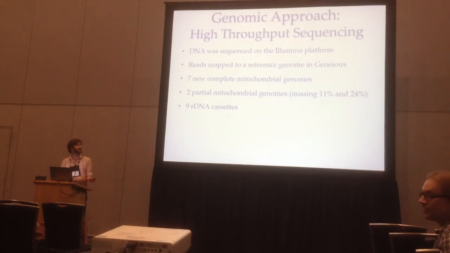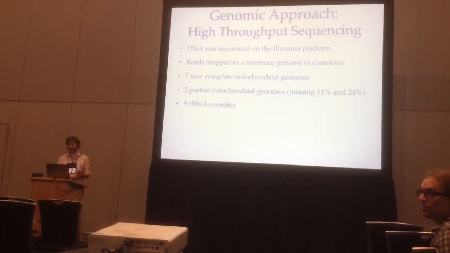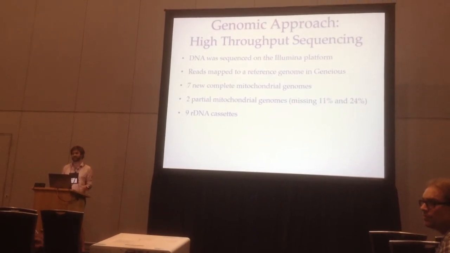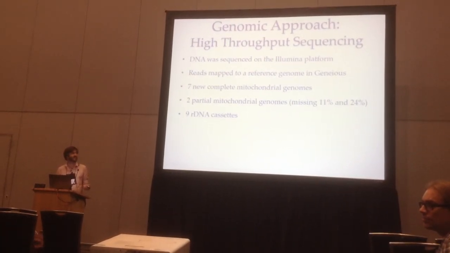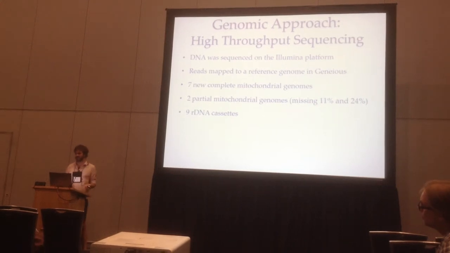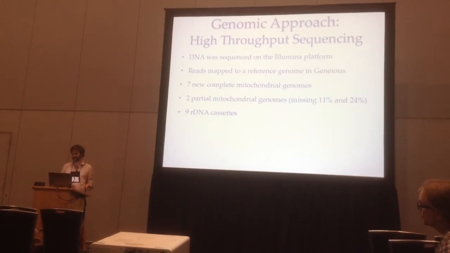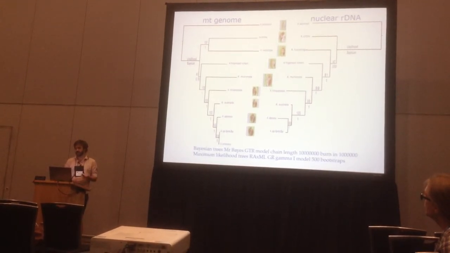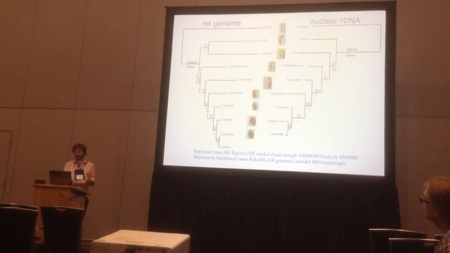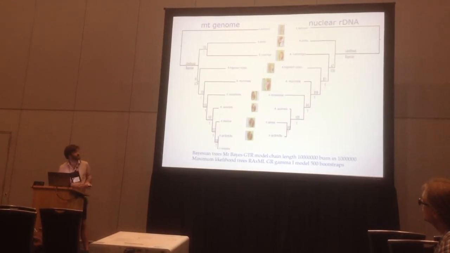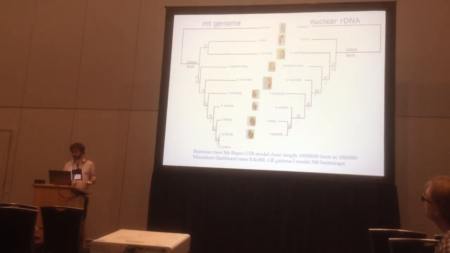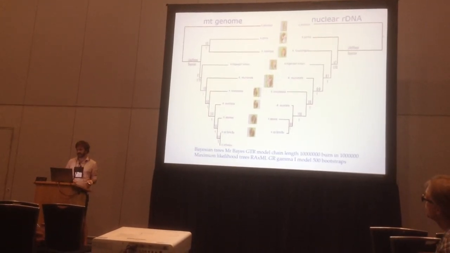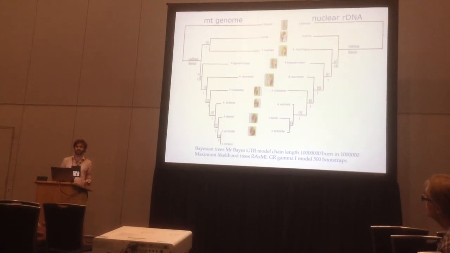Also able to reconstruct 9 ribosomal DNA cassettes to give us some nuclear data. And we were able to get the histone H3 gene out, but it was too well conserved to be of any use in this analysis. So we built the following phylogenies. Bayesian trees were done using MrBayes, and maximum likelihood trees in RAxML after gene partitions were analyzed in PartitionFinder.